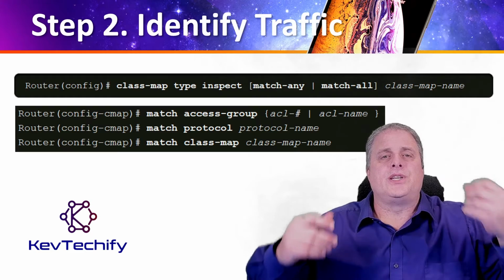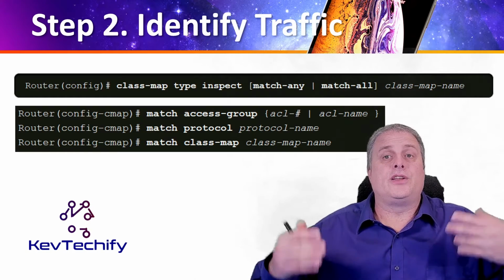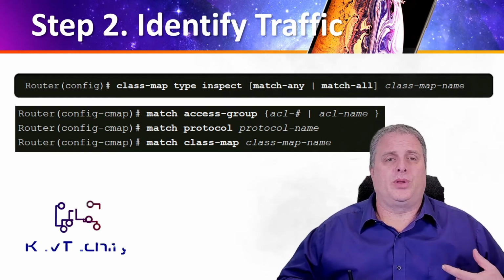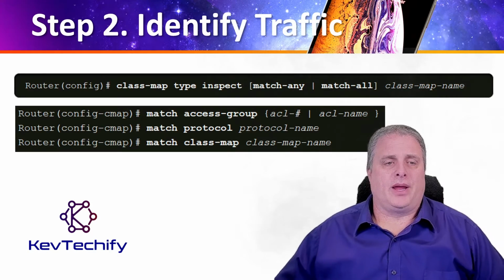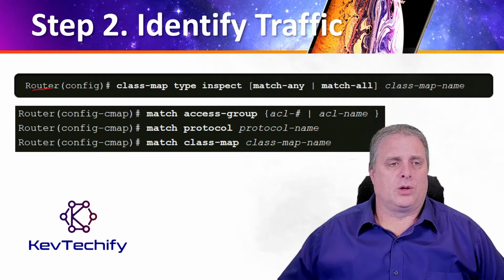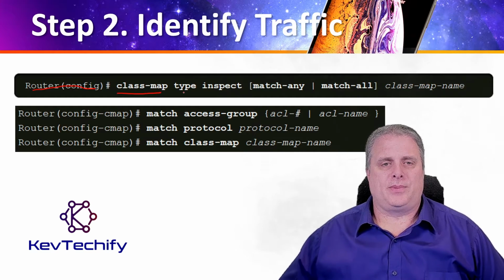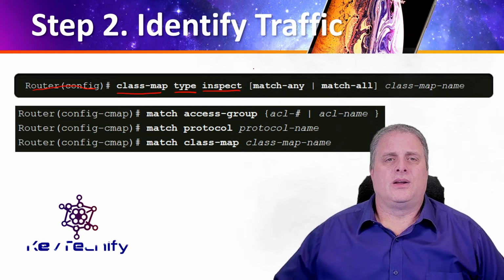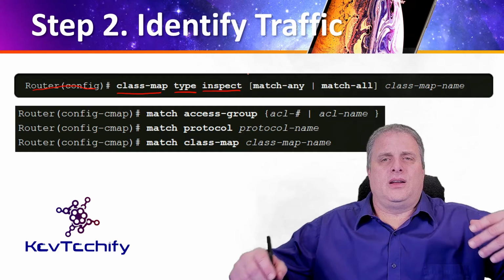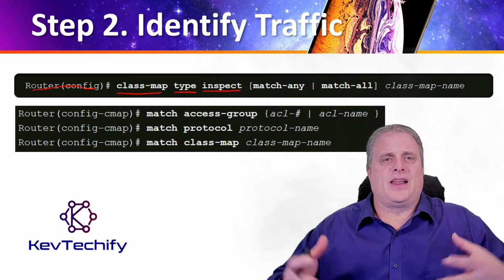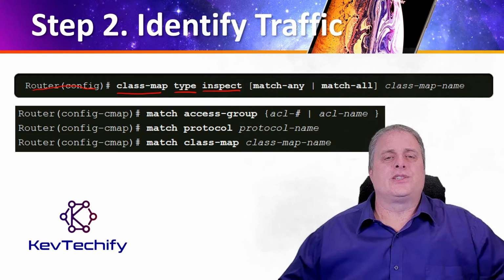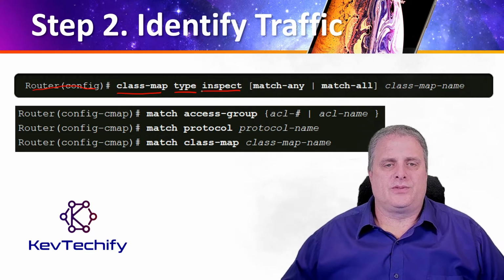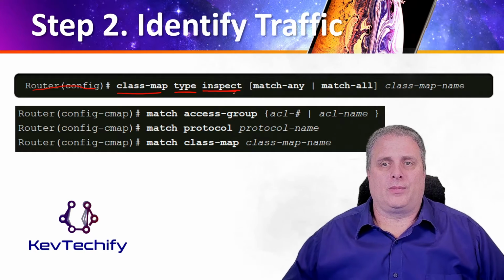The second step is to use a class map to identify the traffic which a policy will be applied. Right here, we have the syntax for the class map command. Starts off once again in global configuration mode, class map, and then type, and then we want to do an inspection on that. There are several types of class maps. For a zone-based policy firewall configuration, use this word inspect right here. So this is for a zone-based policy firewall.